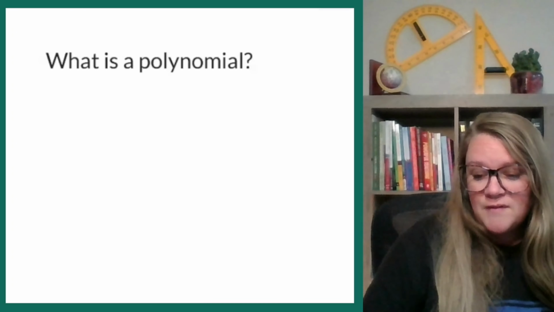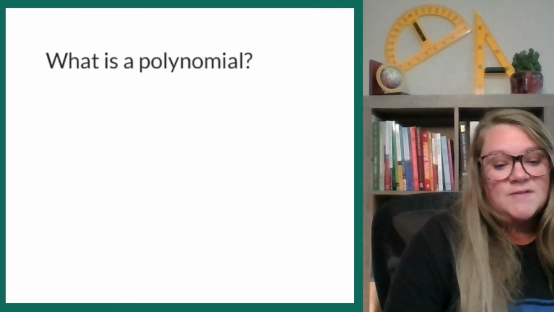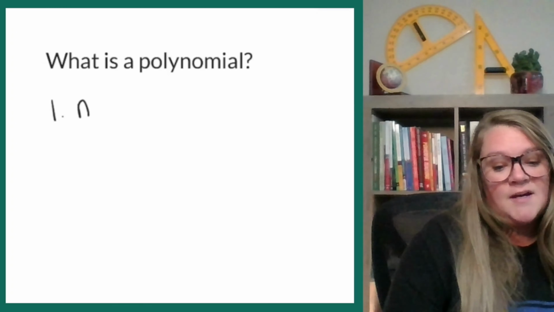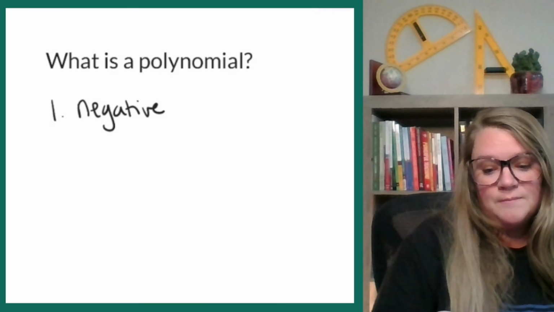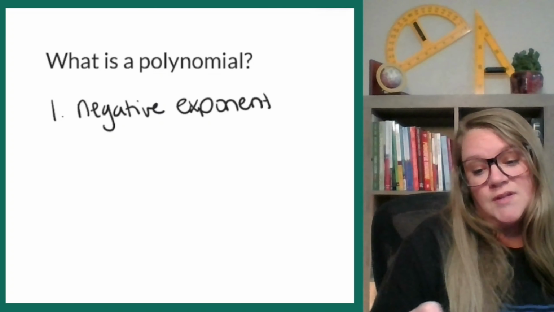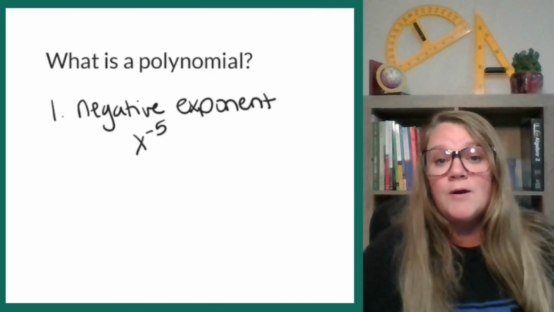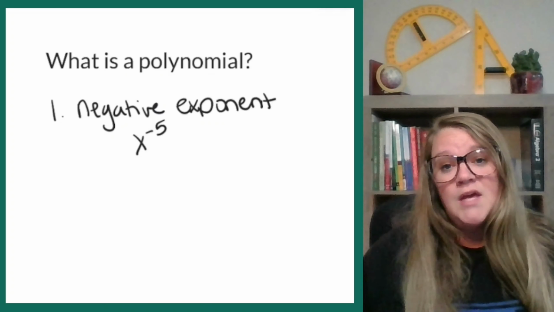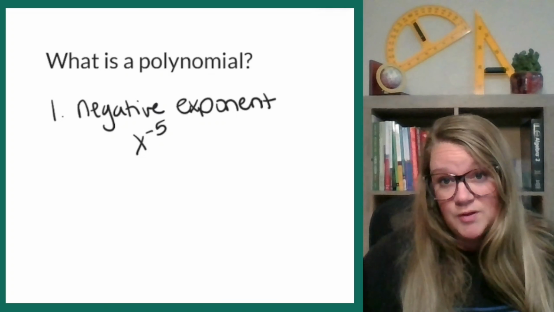So, if an expression has a negative exponent, for example, a negative exponent makes an expression not a polynomial. An example of that would look like x to the negative fifth power. X to the negative fifth, negative 5 is the exponent. That means this is not a polynomial.